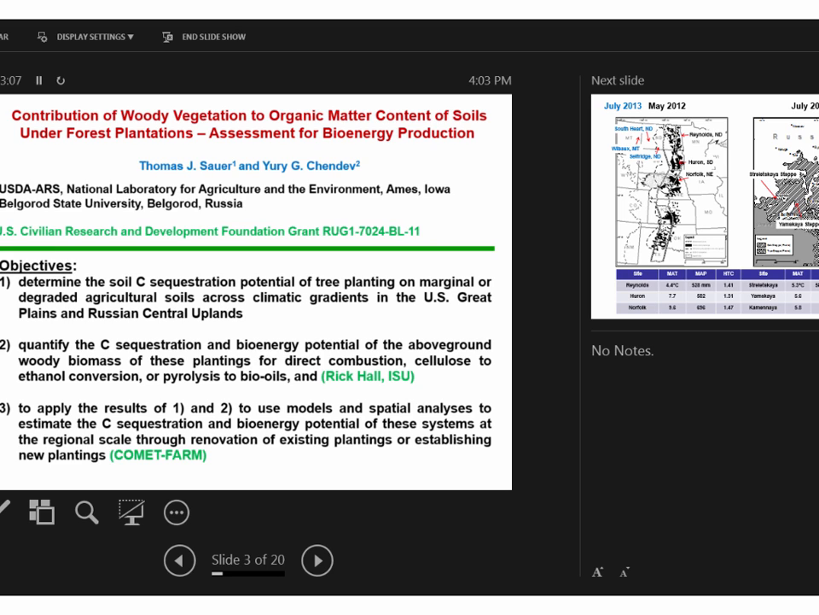And we're going to combine the aboveground woody biomass and the soils to use COMET-Farm to try and scale this up to more of a spatial analysis. And that's really only for the US portion of the project. Oddly enough, COMET-Farm isn't running in Russia yet, to my knowledge, but maybe someday.